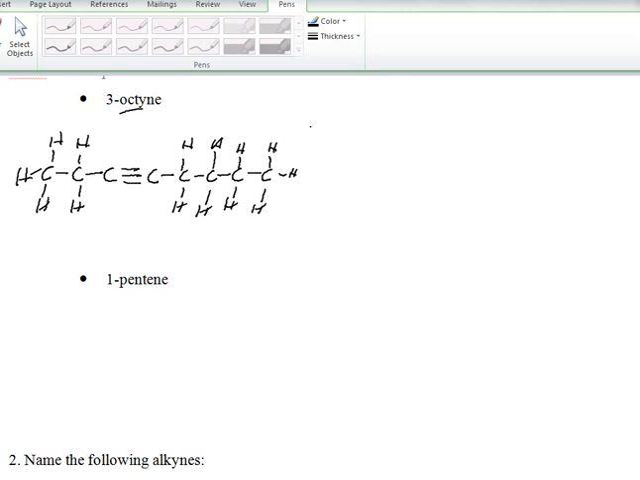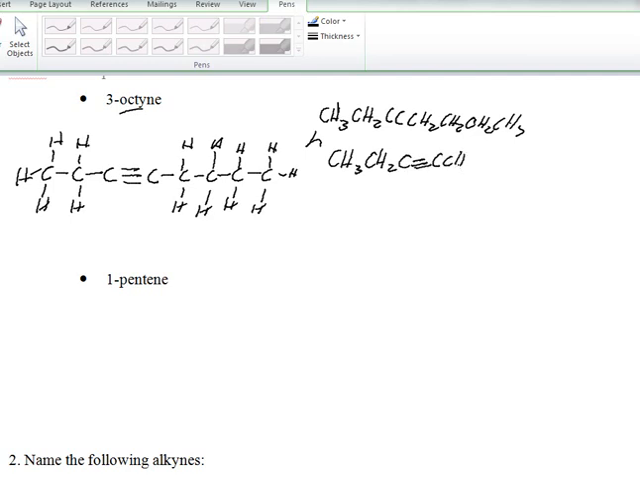The condensed formula, CH3, CH2, C, and now we can just draw another C if we want to. CH2, CH2, CH2, CH3. You could also draw it this way, if you wanted to make sure that it was understood that there's a triple bond there. That might be more clear to beginning students.